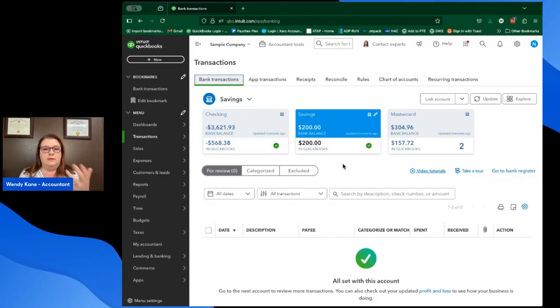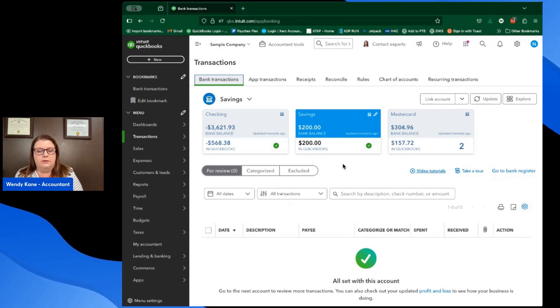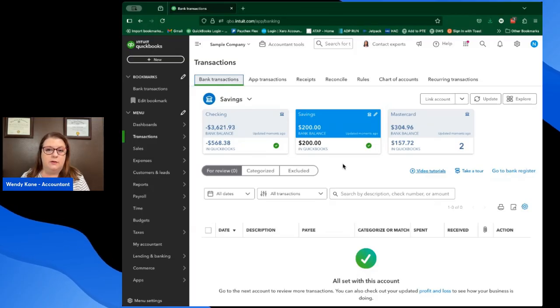In the next few weeks for this month, I'm going to go over other reasons why these balances may not match and what to do about them. We're going to talk about reconciling accounts and how to look at transactions that have never cleared the bank and see about getting them out of QuickBooks.